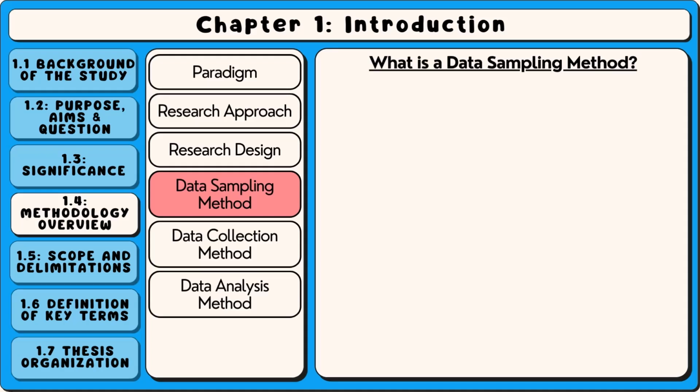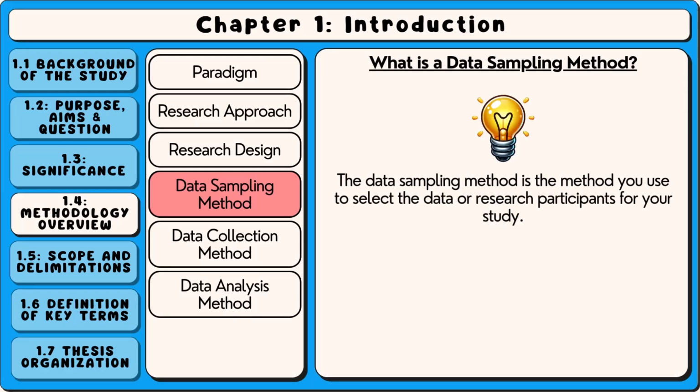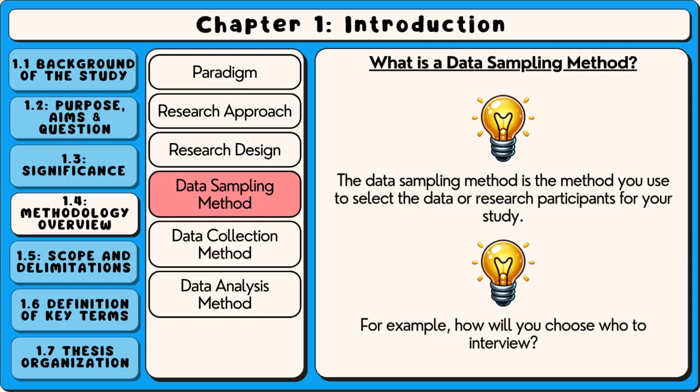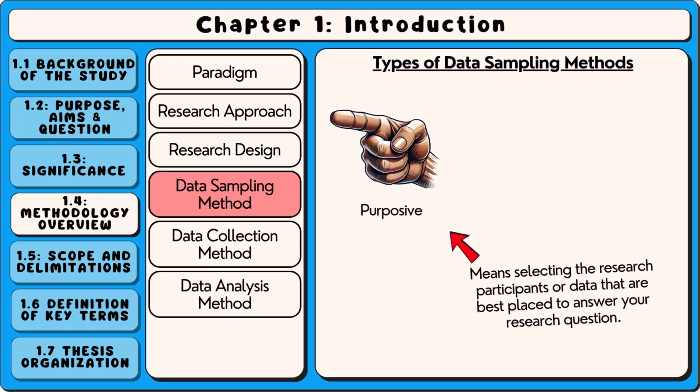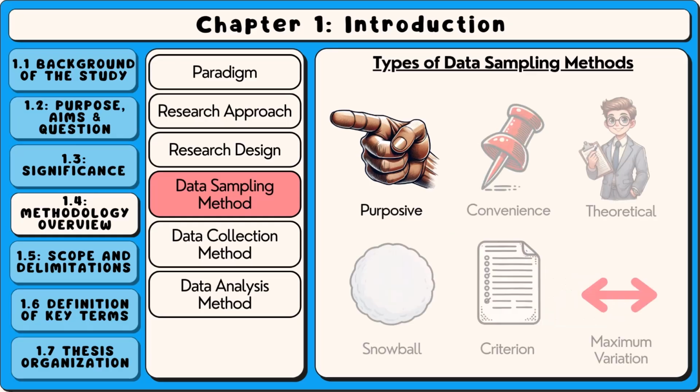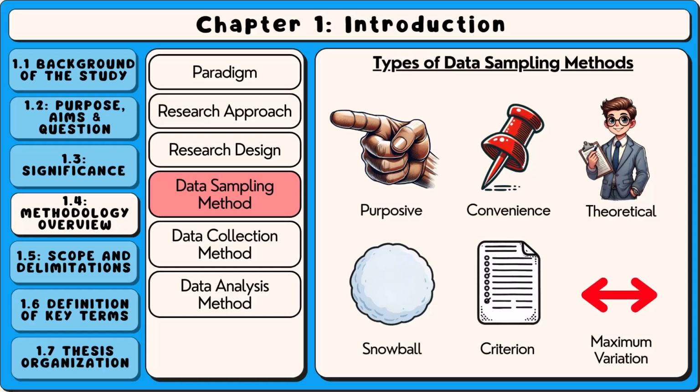Fourthly, we want to orient the reader to our data sampling method. A data sampling method is the method you use to select the data or research participants for your study. To put it simply, how will you choose who or what to interview or observe? Common data sampling methods in qualitative studies are usually purposive, and there are different types of purposive sampling, including convenience, theoretical, snowball, criterion, and maximum variation.